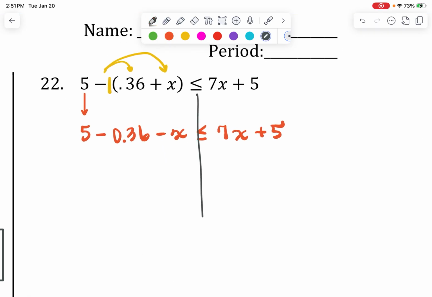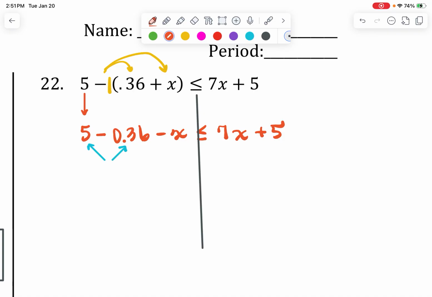Okay, so that's step number 1, distribute. Step number 2, combine like terms. And I have some of those, right? These guys are both constants, right? So I'm going to do the 5 minus 0.36, right, which is going to give us 4.64.